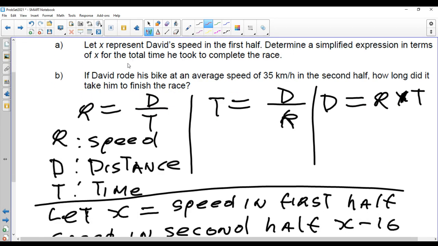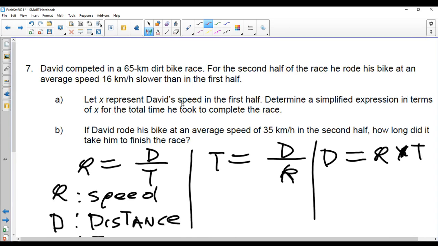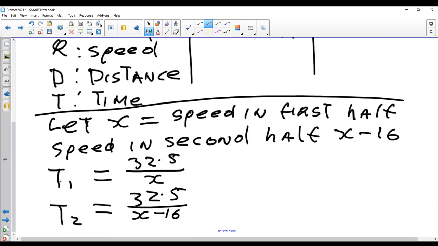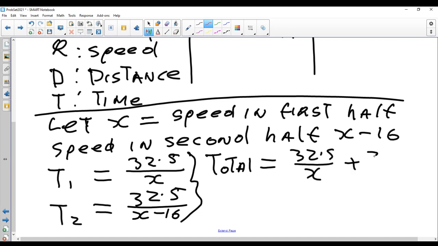So what is the total time taken? And that's what the question is asking us for. Determine a simplified expression in terms of x for the total time it took to complete the race. So this is the speed and this is the time for the first half. It's the time for the second half. Give me an equation for the total time that we're going to take. Yes, T1 plus T2. So the total time would just simply be taking these two things, adding together. 32.5 over x plus 32.5 over x minus 16. As easy as that.